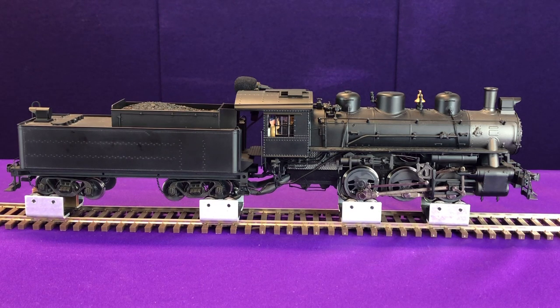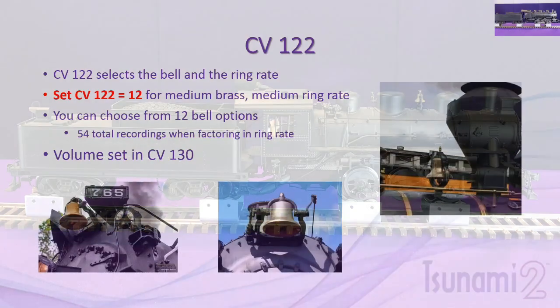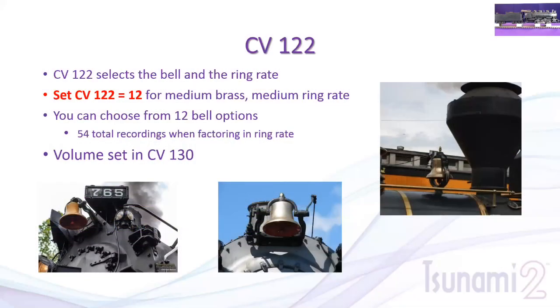So you can hear how that bell sound changes based on how we select it. Now there's 54 different recordings total with different ring rates and different options, including air rung and all kinds of different bells. So you can go through and just make that customized adjustment. And then, of course, our volume is set in CV130.